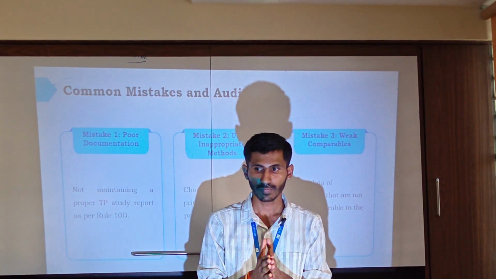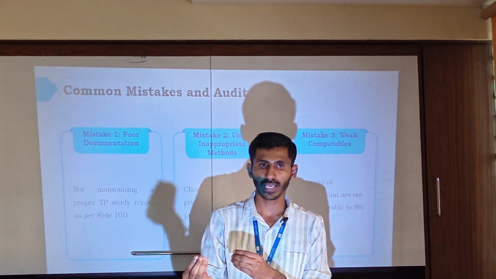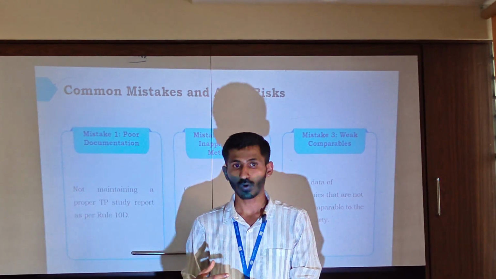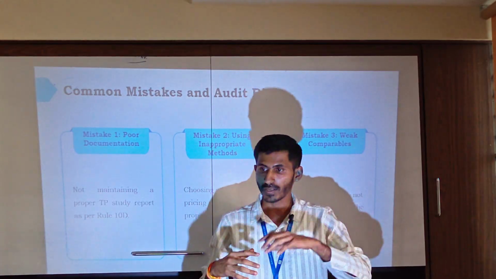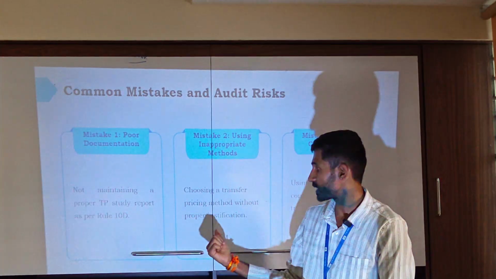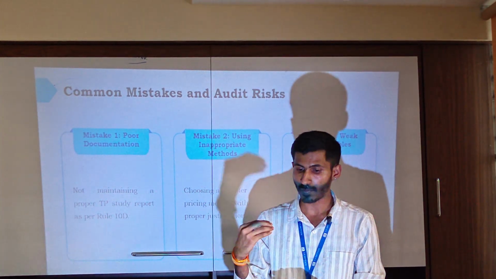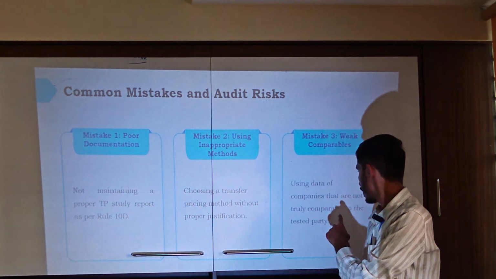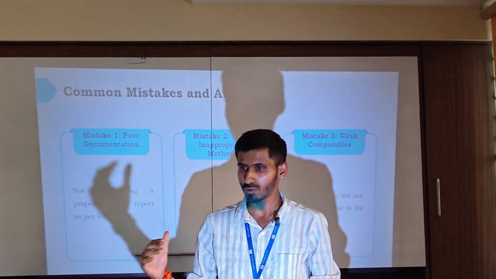Is it the appropriate method? There is a buying of finished goods and reselling of goods. So the appropriate method here would be the resale price method. Now we have taken the cost plus method. So here we have to give justification. Now we cannot justify here. There is a buying of finished goods and reselling it, so the appropriate method would be the resale price method. There is a problem in justification now. So choosing a transfer pricing method without proper justification can become a huge risk. Weak comparables. So using data of companies that are not truly comparable to the tested party means we will take standardized gross profit percentage and all.